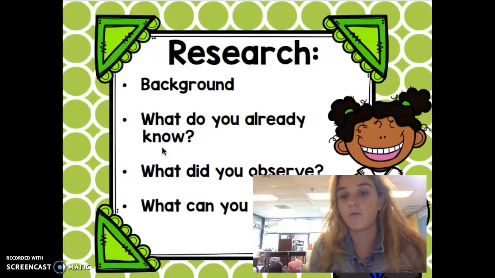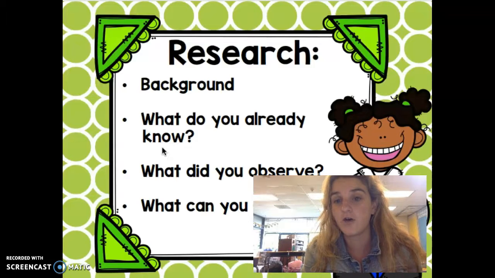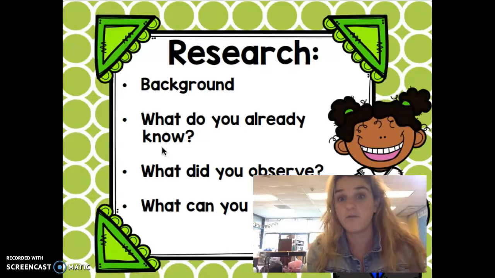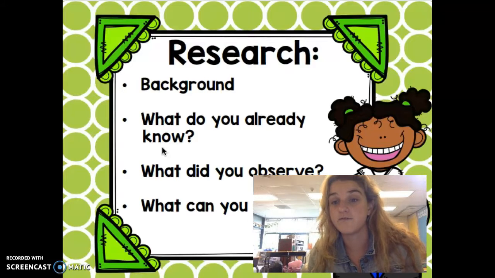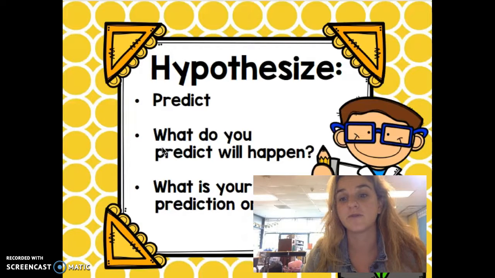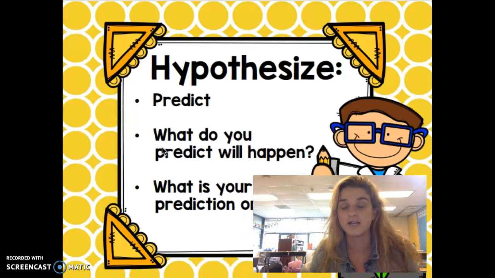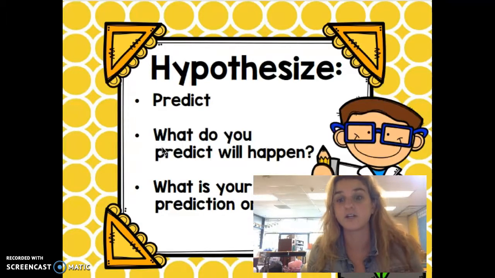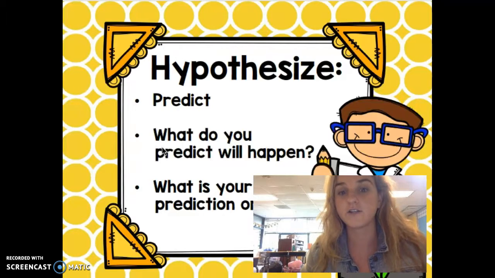So we figure out our own background knowledge, what do we already know, and we look at what other people have found before us, and we use all of this information to form a hypothesis, which is our prediction as to what's going to happen in our experiment, and it's an educated guess, right? Because we've done our research, so we're using some background knowledge.